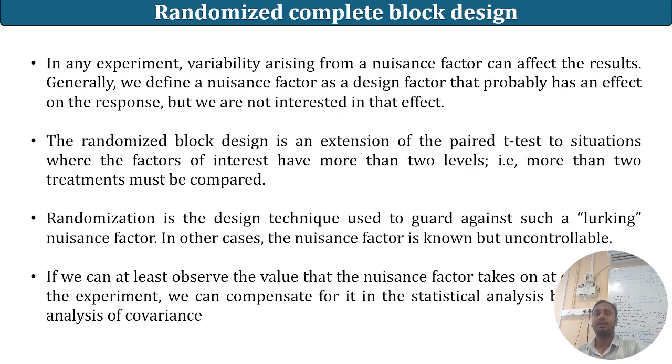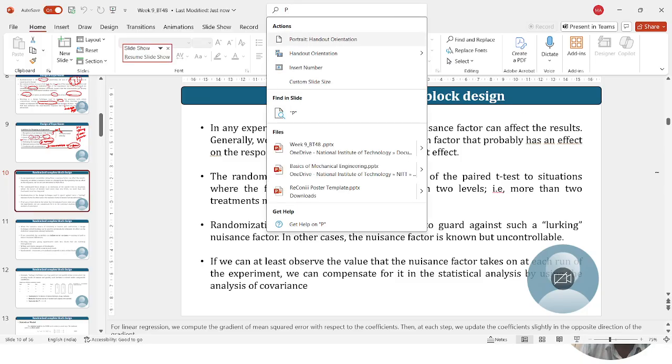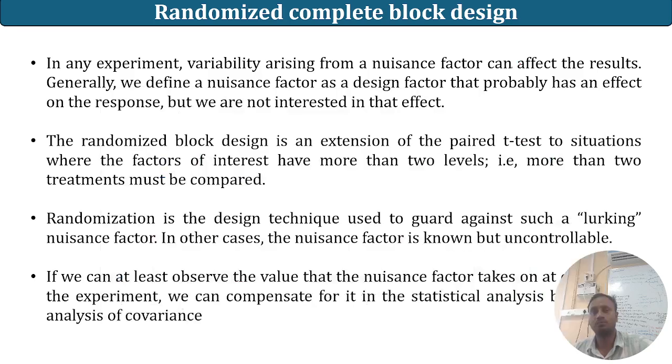Okay, so in the randomized complete block design, it's called RCBD. In that, we check with the nuisance factor. It has an effect on the response, but we are not interested in that effect. So variability is going to arise. It's a nuisance factor. They are going to affect the response, but we don't have an interest in it. So that is what we call uncontrolled.